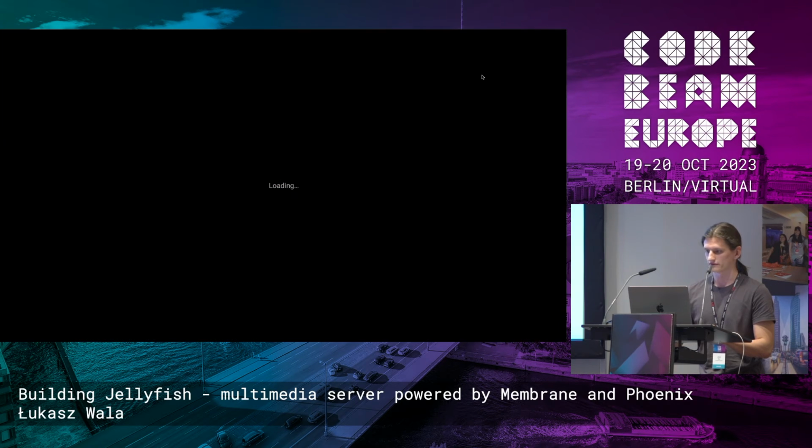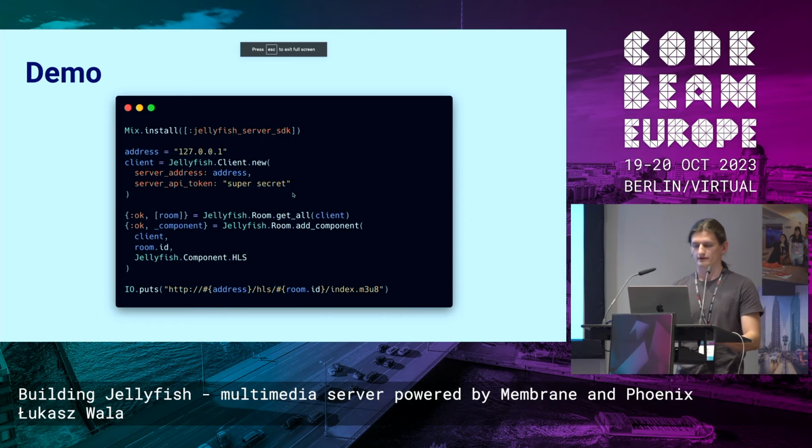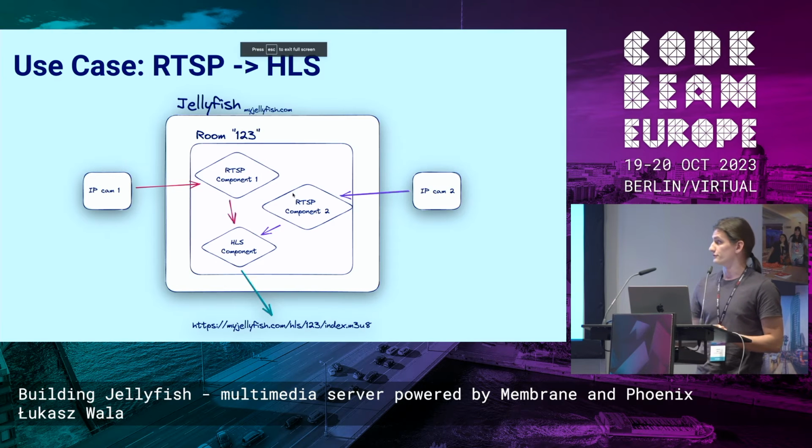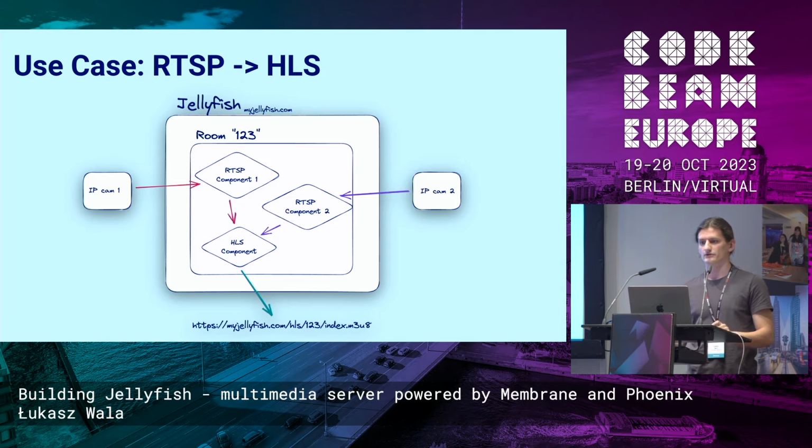Let's get back to the slides. So this is the other use case that we can achieve with Jellyfish, which is RTSP to HLS. We simply replace the WebRTC peers with RTSP components. So let's imagine you have a network of surveillance cameras, and you want to compose images from all of the cameras onto a single frame and show it in the browser, very similar to what we've done just before, but instead of my face, you would see the feed from your IP cameras.